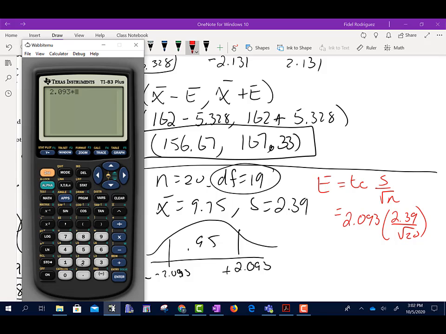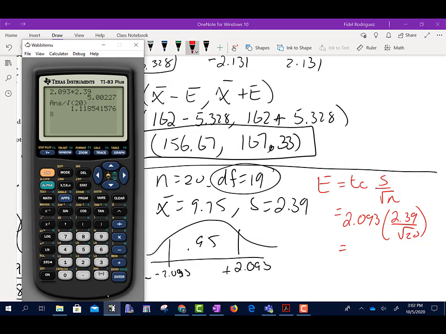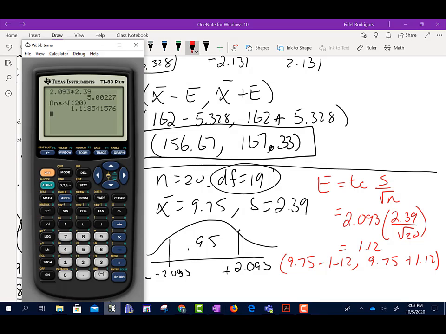2.093 times 2.39 divided by the square root of 20. Okay. And now I'm coming up with a bigger error, aren't we? 1.1, I'll go 1.12. Okay. So now remember, I'm going to take my x bar, which was 9.75 minus 1.12, 9.75 plus 1.12. Here we go.